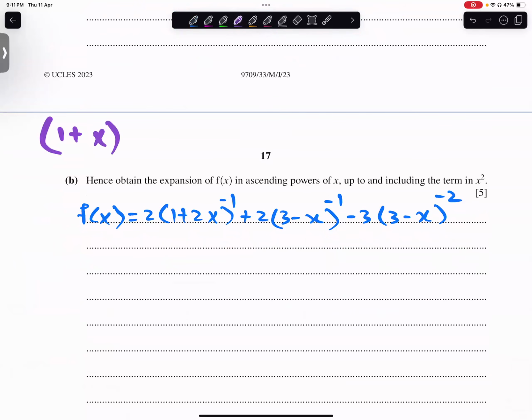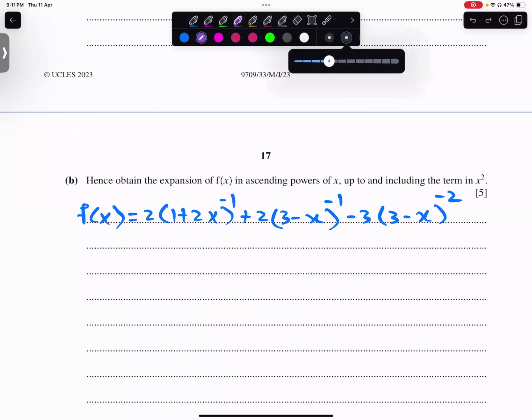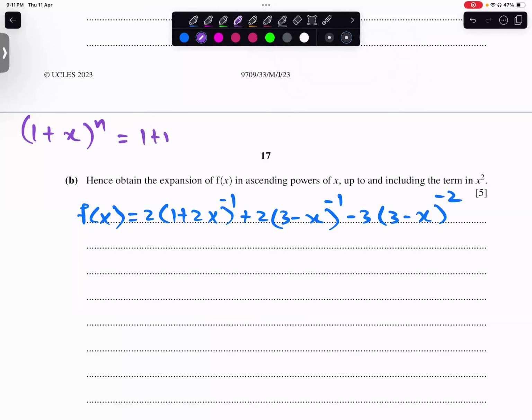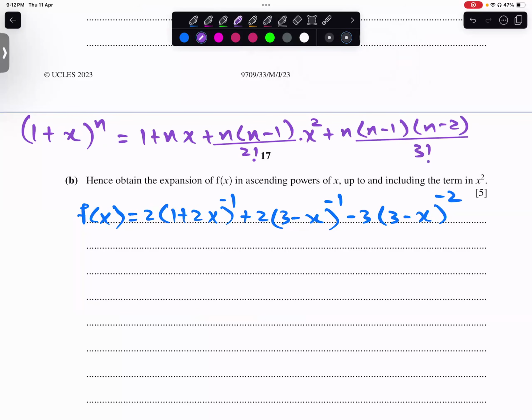(1 plus x) to the power n will be 1 plus nx plus n into (n minus 1) over 2 factorial x square plus n into (n minus 1) into (n minus 2) divided by 3 factorial x cube and so on. So let's make it in the original form.